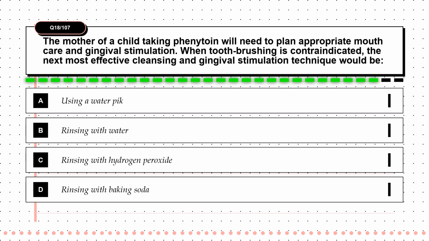Question 18. The mother of a child taking phenytoin will need to plan appropriate mouth care and gingival stimulation. When toothbrushing is contraindicated, the next most effective cleansing and gingival stimulation technique would be. Here are the options. Option A. Using a water pick. Option B. Rinsing with water. Option C. Rinsing with hydrogen peroxide. Option D. Rinsing with baking soda.